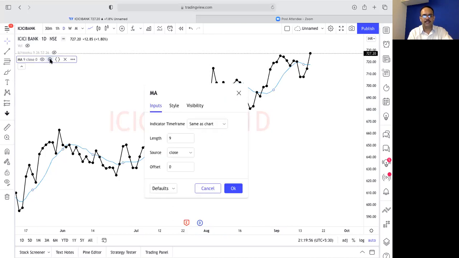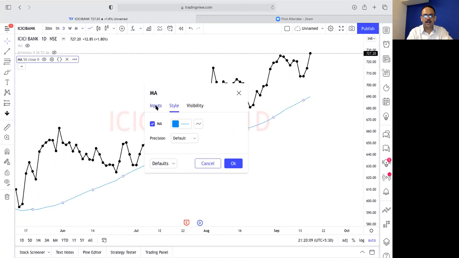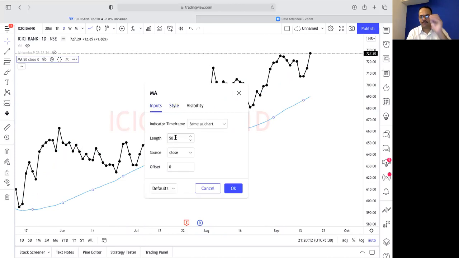So go to the settings and change it first. Let's start with 50, which is the most famous moving average. In inputs, in the length, you have to change it to 50. What I mean is, I'm telling TradingView, please take the 50 days closing price, add it up and divide by 50. Whatever value comes, you plot it here. This is done automatically. This line is the average of 50 days calculated for every day.